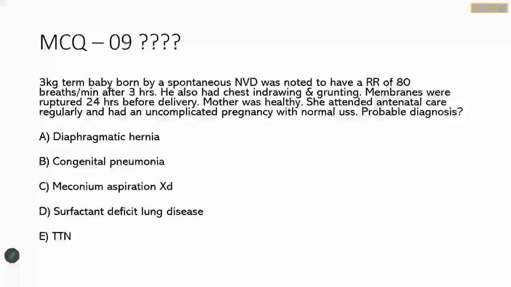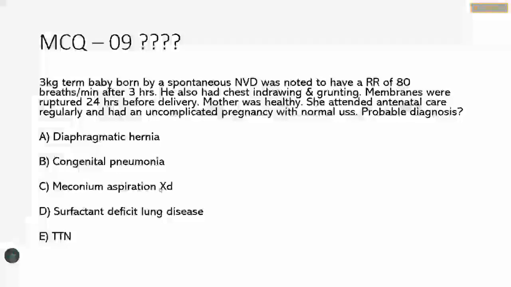Surfactant deficient lung disease is very rare in the term baby. It can occur, but it is very rare, so we can exclude that as well. Transient tachypnea of the newborn usually occurs in a baby born by cesarean section, so that is also rare. B and C both can be there.